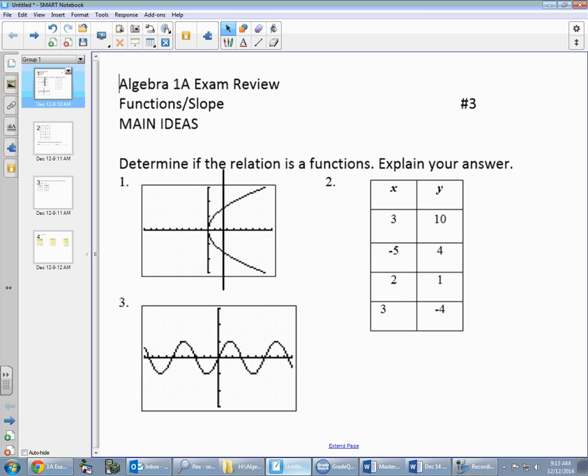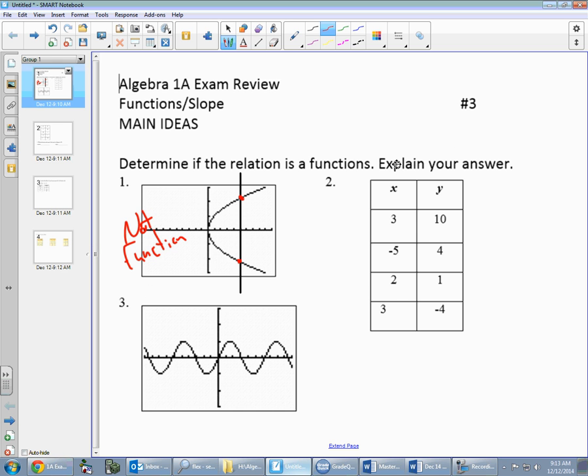We're going to see if I draw a vertical line, does this vertical line ever cross the relation that they gave us twice? And if I look right here and right here, it looks to me like that vertical line is going to cross that relation twice, which means an x maps to two different y's, so this is not a function. First one is not a function.